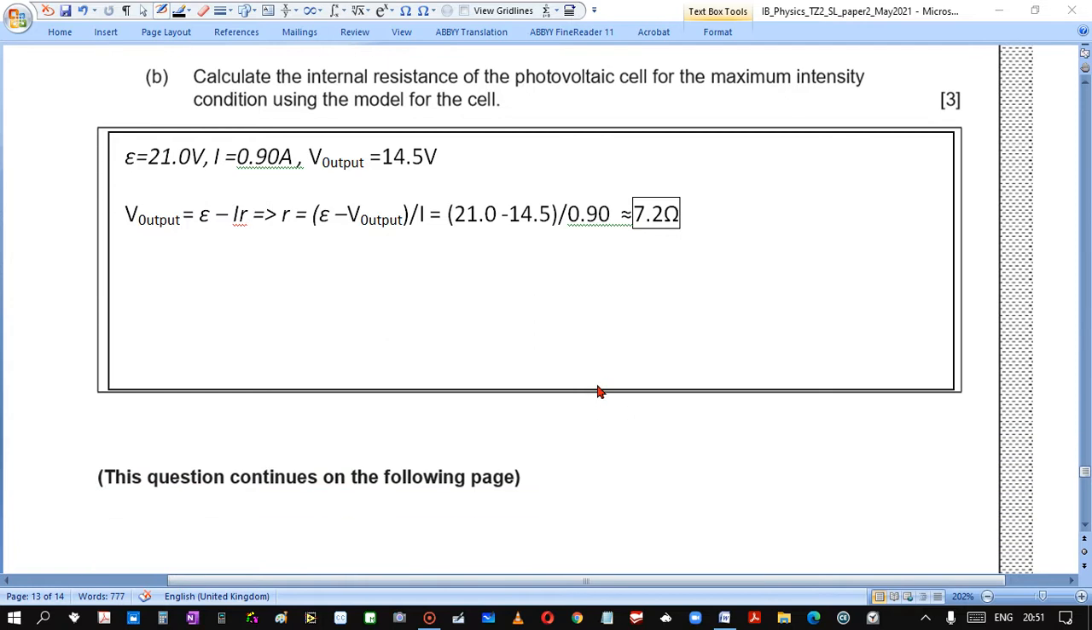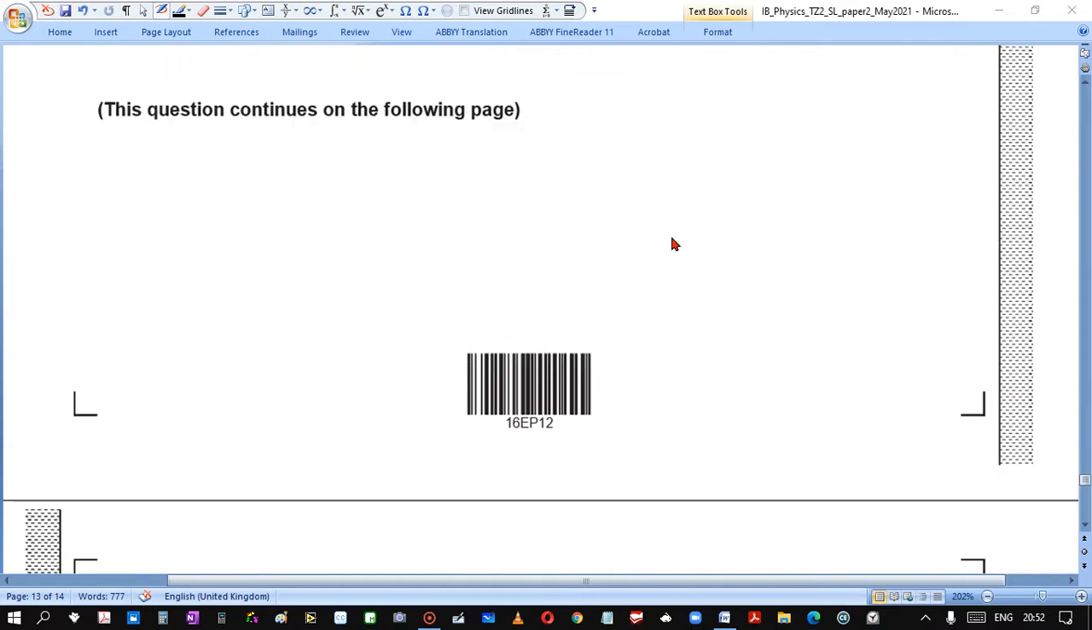B. Calculate the internal resistance of the photovoltaic cell for the maximum intensity condition using the model for the cell. So EMF is given, output voltage is given. So to find resistance, we rewrite this formula for resistance. So EMF minus output voltage divided by current gives us, to two significant figures, 7.2 ohm.